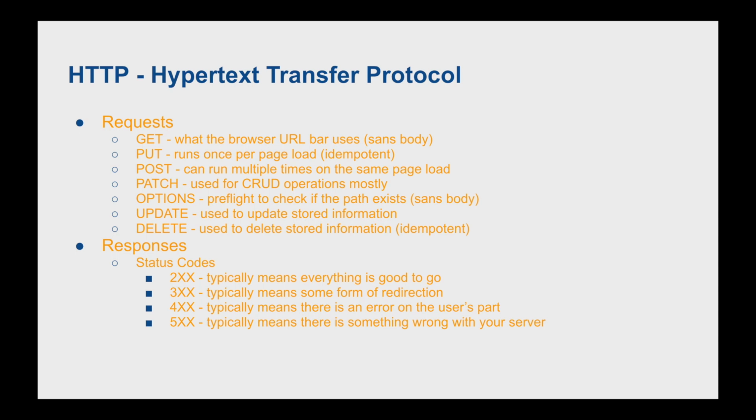Okay. Now we have responses. Responses have status codes. There are different levels of status codes. There's 200 level, 300 level, 400 level, and 500 levels. The 200 level typically means everything's okay. 300 levels typically means there's some form of redirection going on. 400 level means that there's an error that the user didn't account for, so user error. And then 500 level typically means your server is broken and you need to fix it.